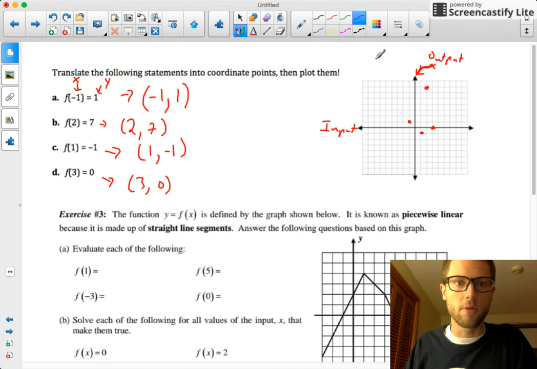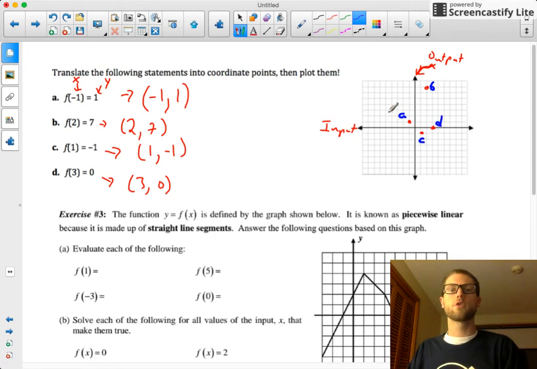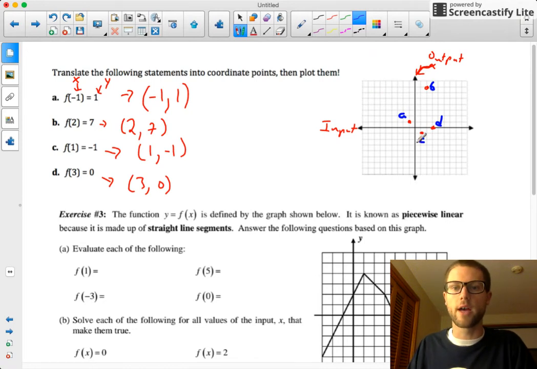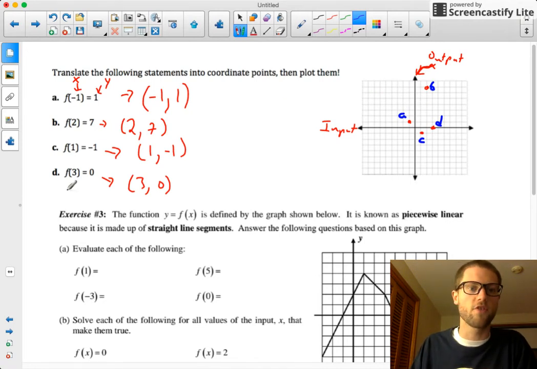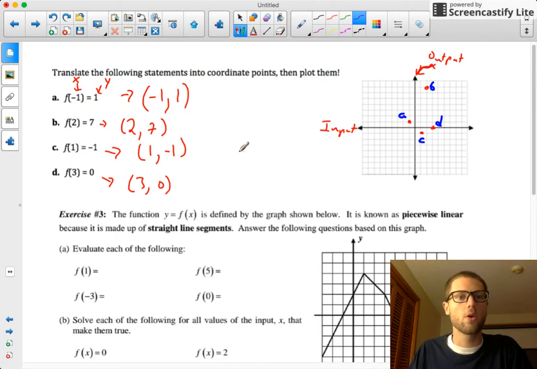So let's just label these real quick. Here is A, B is here, C, and D. So you'll notice this thing also passes the vertical line test. That's why it's a function, and that's why it uses function notation. So here I'm taking inputs and outputs, creating coordinates out of them, and going to a graph.